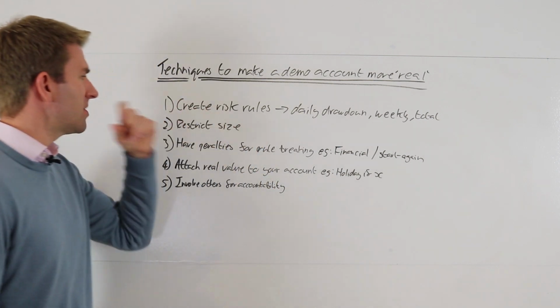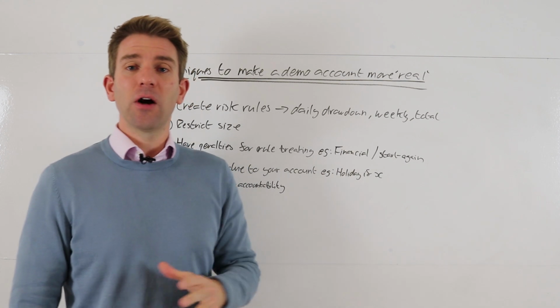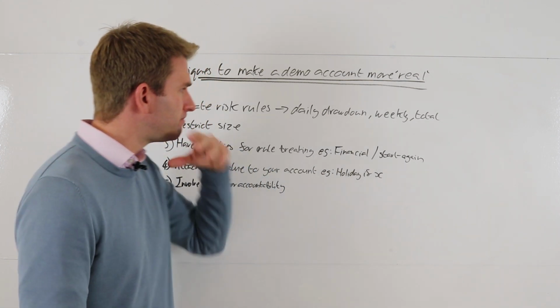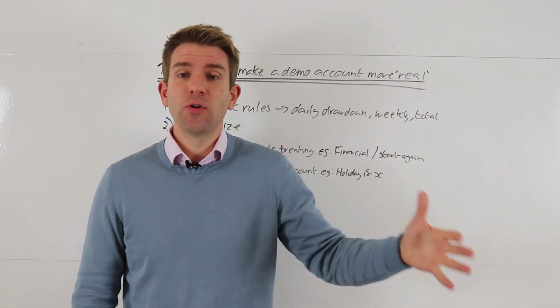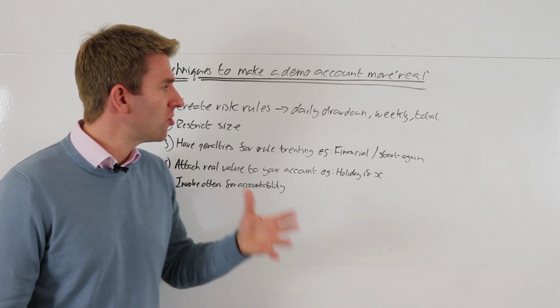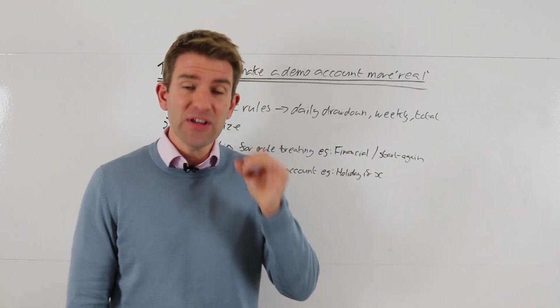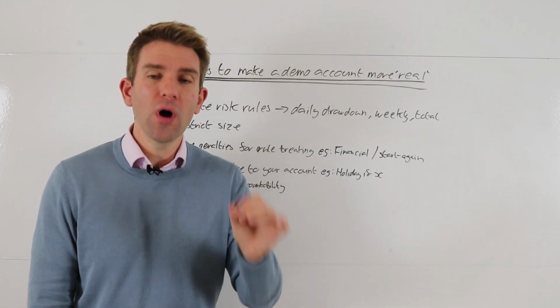All right, so the first one is to create risk rules. Just like you would if you had a live account, create some risk rules around the money management side of things. So what's your daily drawdown? If you're day trading, for example. If you're swing trading, that could be a weekly or monthly drawdown. So what's the daily drawdown? The maximum amount you're allowed to lose in a day. Now, this shouldn't be what you will always stop on. This should be the worst case scenario.